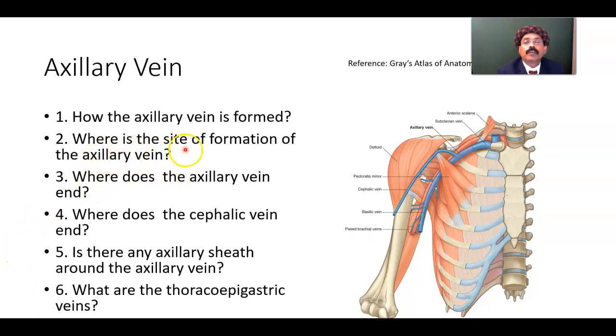Where is the site of formation of the axillary vein? The lower border of the teres major, maybe a little up, maybe a little down. Where does the axillary vein end? It ends in the subclavian vein. Where does the cephalic vein end? It ends in the axillary vein. Is there any axillary sheath around the axillary vein? No. What are the thoracoepigastric veins? These veins drain the lower abdominal wall, the epigastric region, and the lower thoracic region, and they sometimes open into the axillary vein as a bypass route.